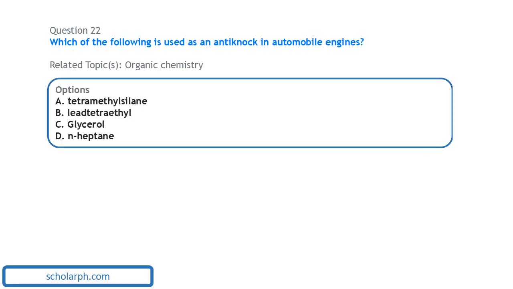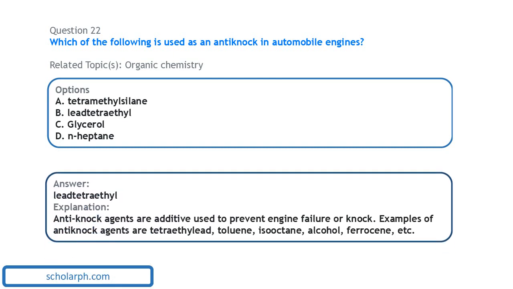Which of the following is used as an anti-knock in automobile engines? That is lead tetraethyl. What we call anti-knock are additives that are used to prevent engine failure, to prevent the engine from knocking. Examples of such substances include tetraethyl lead, toluene, isooctane, alcohol, and ferrocene. These substances are used as anti-knock agents.